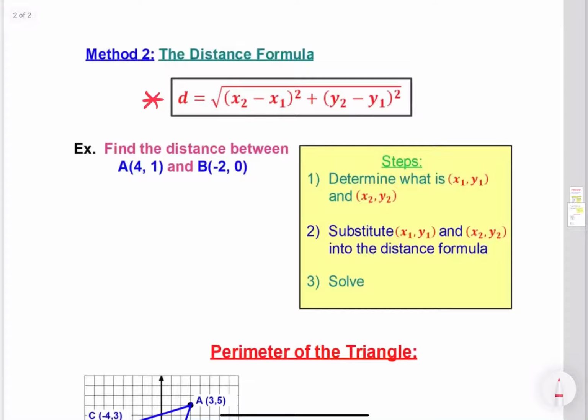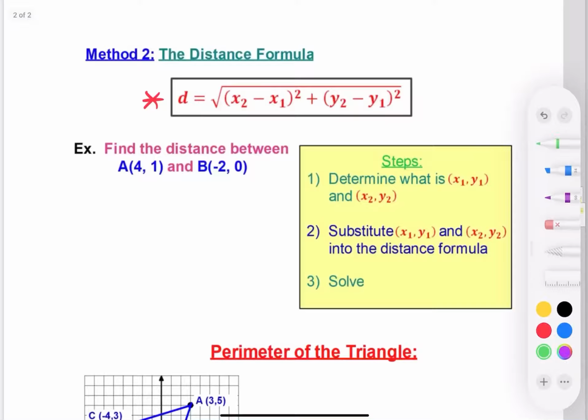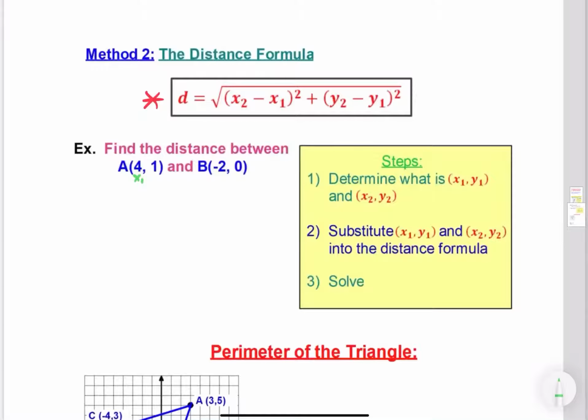D is equal to the square root of (x2 minus x1) squared plus (y2 minus y1) squared. And that x1 and y1 and x2 and y2 are going to be the points that we're trying to find the distance between. So in this particular case, we have A at (4, 1), so that's going to be my first point, x1 and y1, and B is my second point, so that's going to be my x2 and my y2.